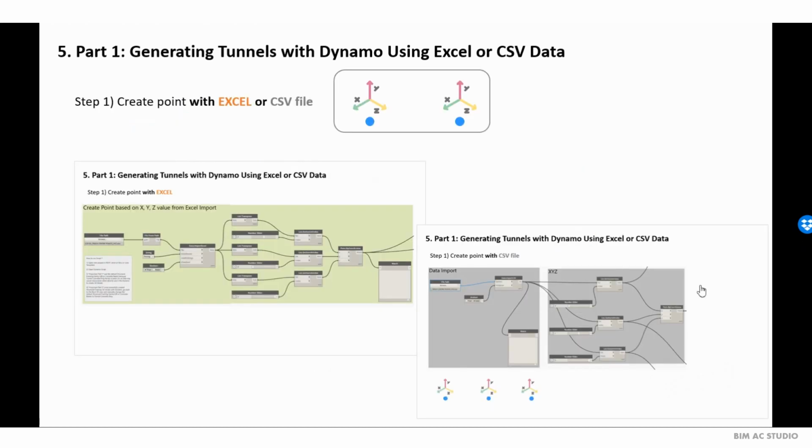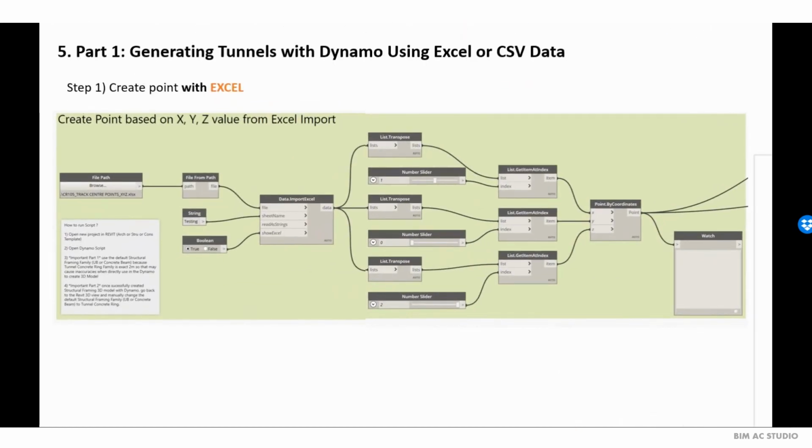Alright, so for step number 1, if you are using Excel data or a CSV data, this will slightly affect the Dynamo script, especially when you import your data into Dynamo. So let's take the Excel data. If you are using Excel data, you need to use this node, the data.import Excel node, in order to import your Excel data. In later Dynamo hands-on sessions, I'm using the CSV data instead of Excel.